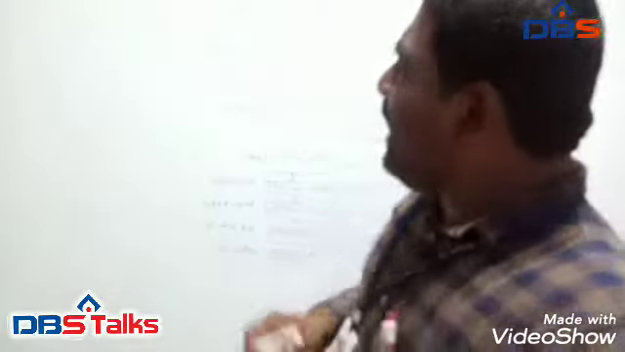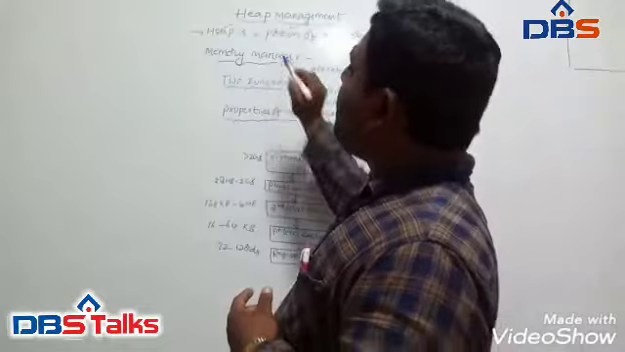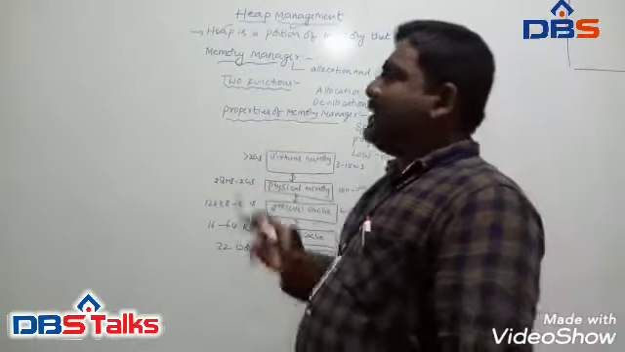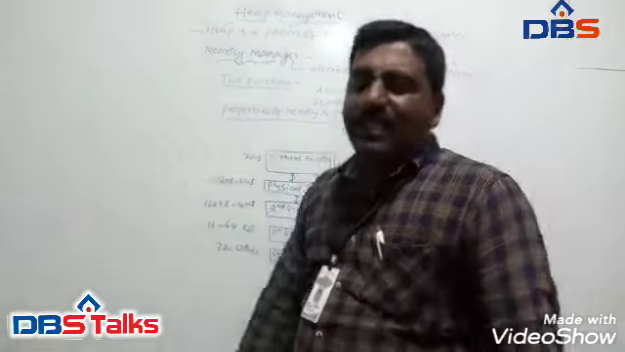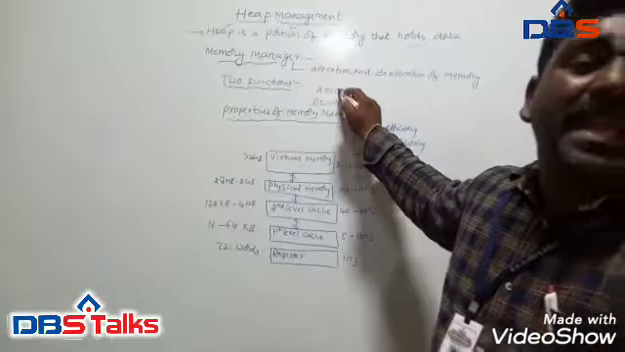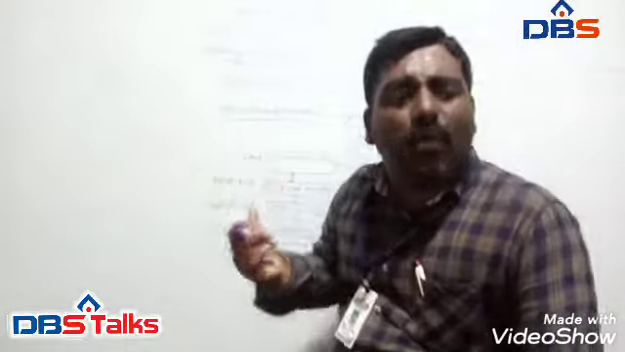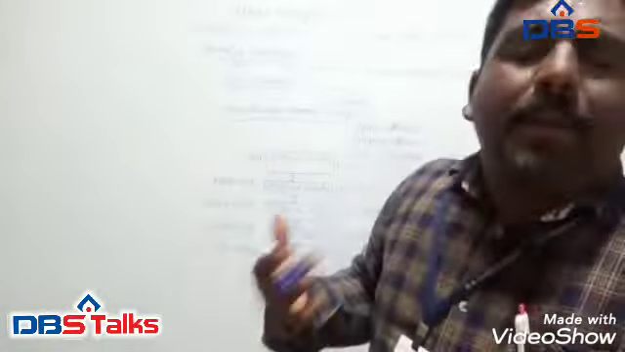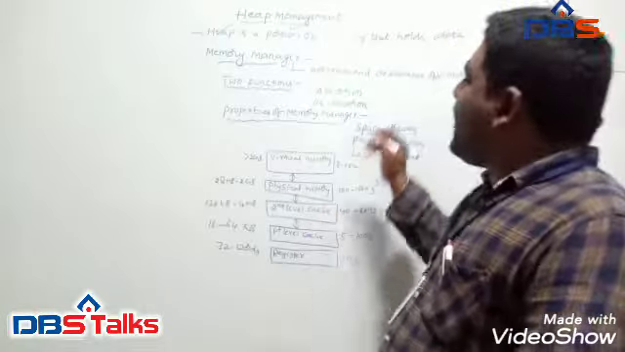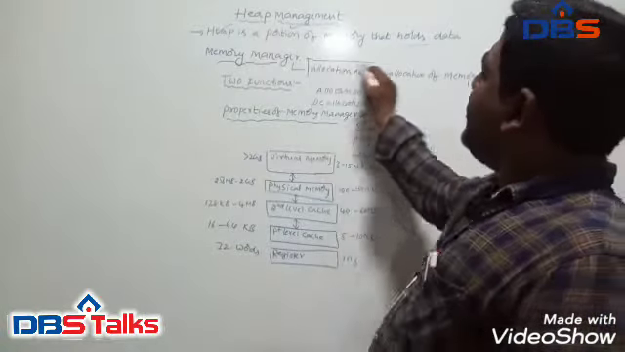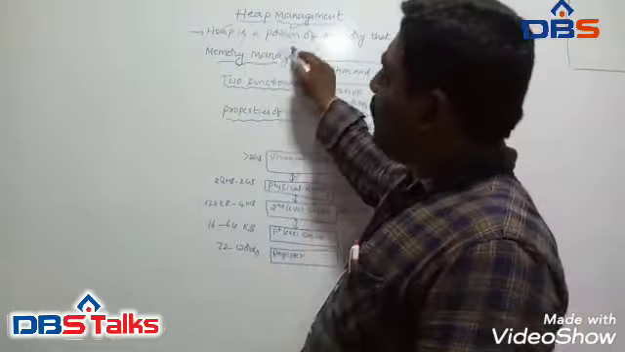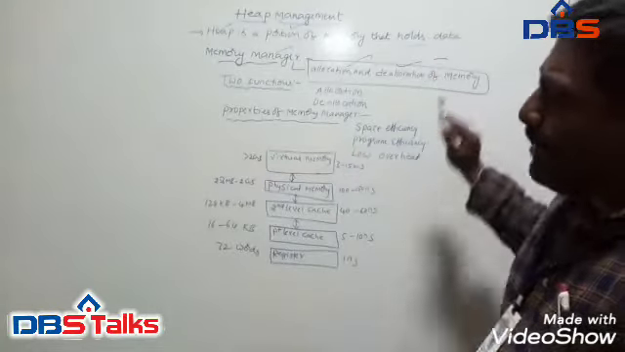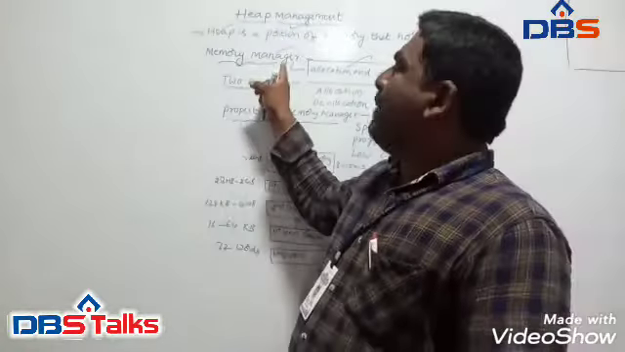Next, what is a memory manager? What are the two main functions used by the memory manager? Memory manager is nothing but a special software that manages allocation and deallocation of memory. It is a special type of software. What is the purpose of the memory manager? Allocation and deallocation of the memory can be done by using the memory manager.